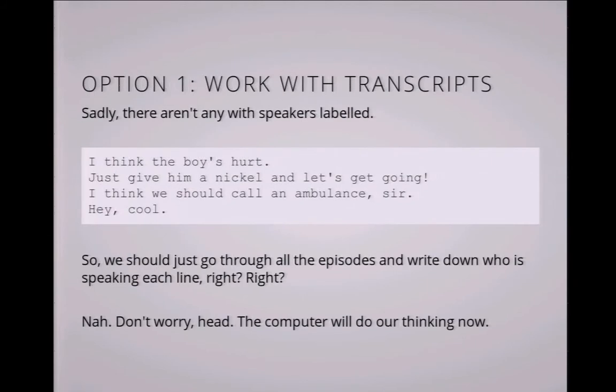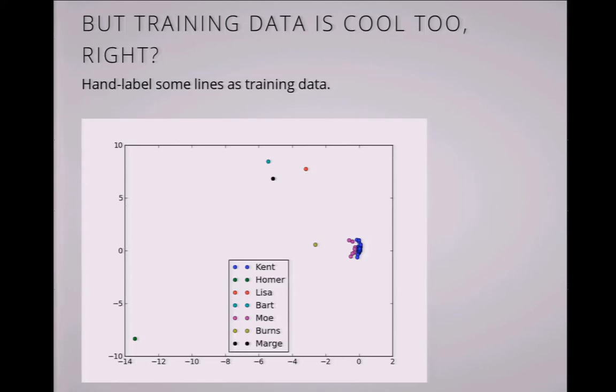So I went online, I started Googling around, and I said, how can I find the lines of the show, and how can I find them with the speakers labeled? And this is what I got, and it's like a mess. Like, you can't see who's speaking what line, you can't get any useful information to figure out if they like each other. So what I did first is I took these lines and I hand-labeled some of them.